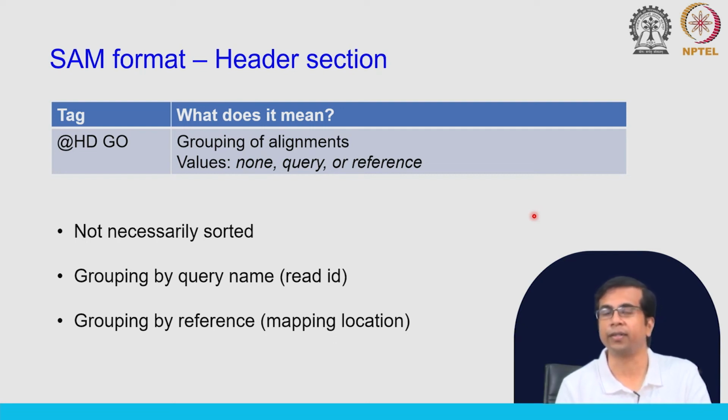So, let us say some reads are aligning to chromosome 1, you probably want to group them based on the position or the reference genome where they actually align. So, reads mapping to chromosome 1 will be grouped together. You can have reads mapping to other chromosomes grouped together as well. This is usually not necessarily sorted, but you can have grouping by query name or grouping by reference on the mapping location.